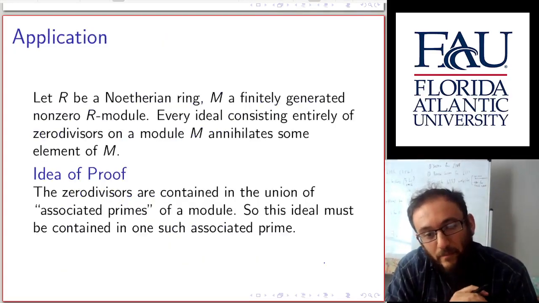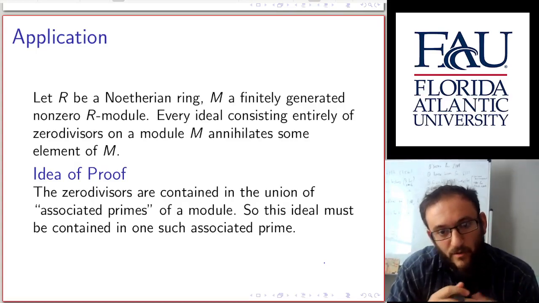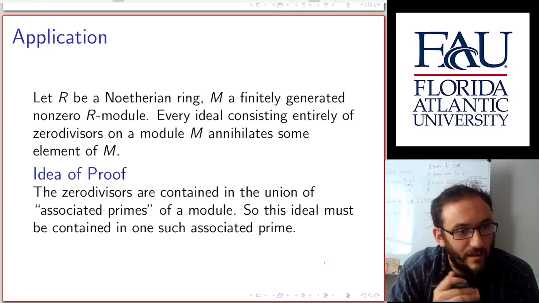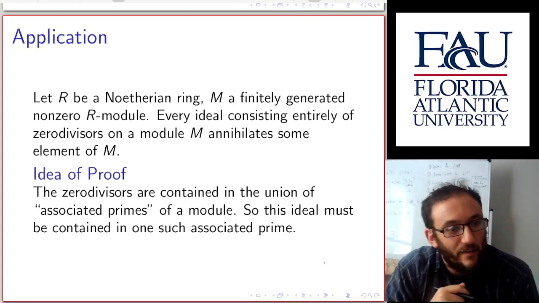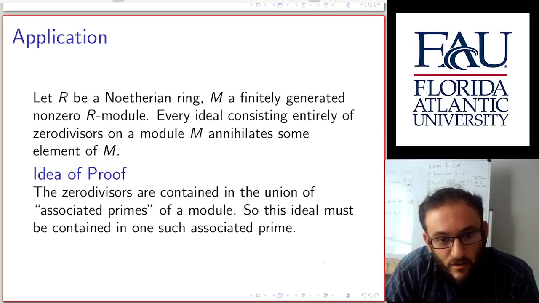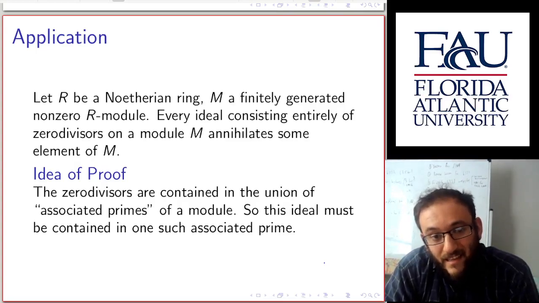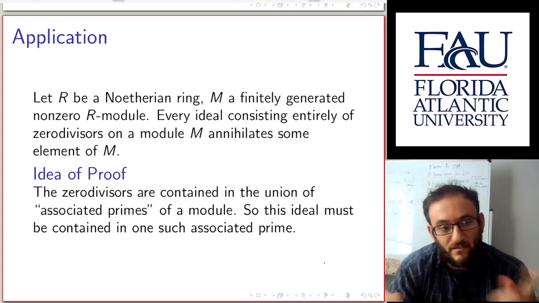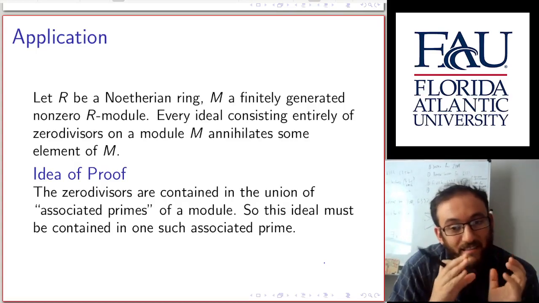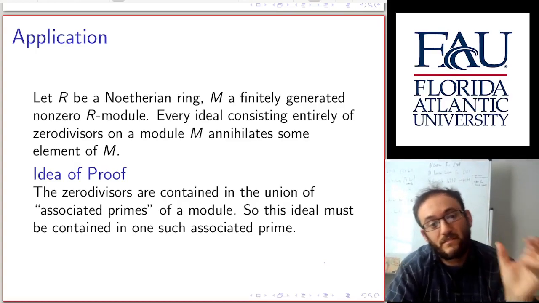Okay, and in terms of applications of the prime avoidance lemma, it's hard to find any that are not a little bit more commutative algebraic and theoretical. So I include one here, which in only a few lectures will make sense to us. If we let R be a Noetherian ring, and M is a finitely generated non-zero R-module, every ideal consisting entirely of zero divisors on a module M annihilates some element of M. So you might think, maybe this zero divisor kills something and this zero divisor kills another thing, but you won't have the entire ideal killing something. But this theorem tells us that yes, the entire ideal will kill some element of this module.